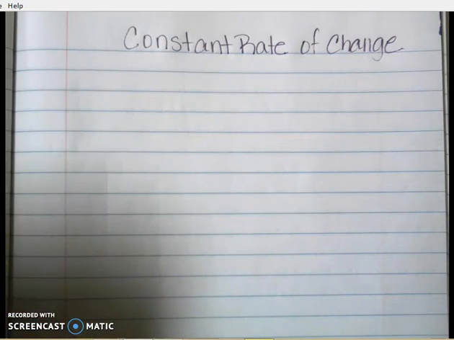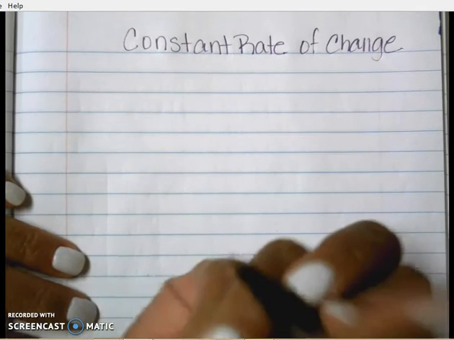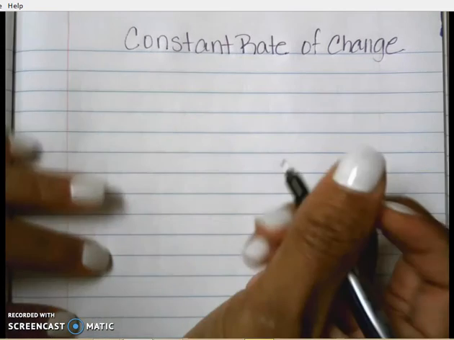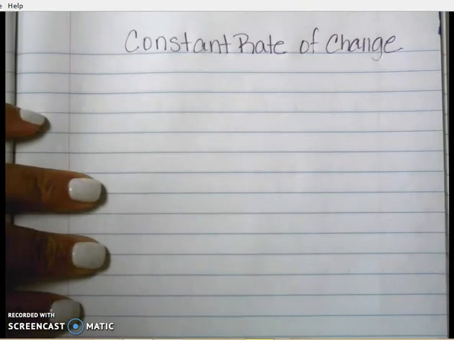Constant rate of change is the rate at which something changes, or how quickly or slowly something changes over time. We're going to start off writing that vocabulary.